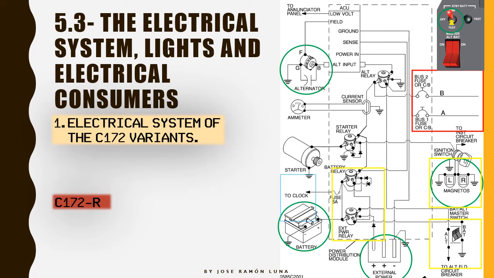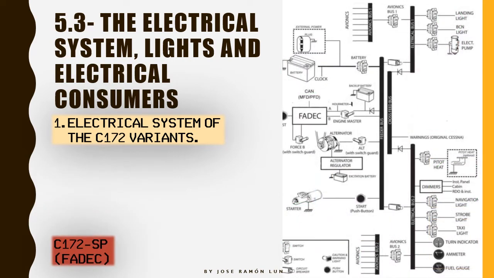And basically, that's pretty much it with this system. As you can see, it's surrounded. Right. So this is the Cessna 172 SP FADEC. And it's a bit similar to the Cessna 172 Romeo. So, is that right? I mean, we have buses, avionics, more buses. Oh, wow. This looks nothing like the other one. Okay, let's try and break it down like we always do.